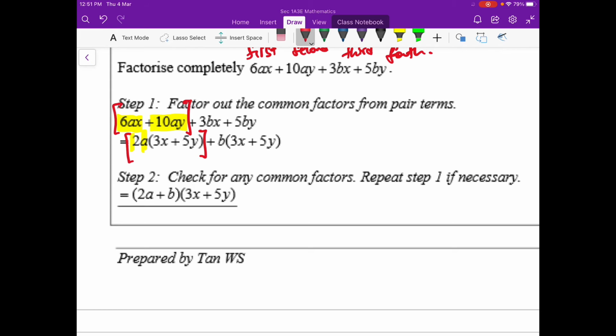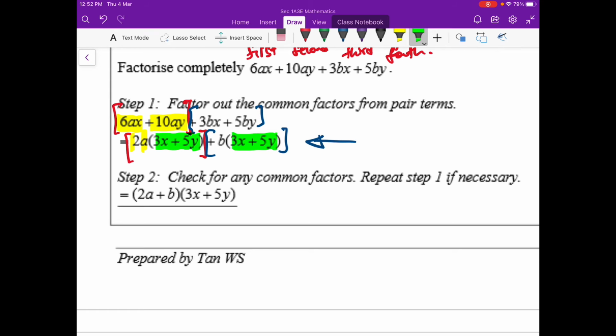Okay, I've just done the first pair. And you do the same for the remaining pair, positive 3bx plus 5by. And here is the factorized form for the 2 pairs. And what do you notice in this step? After you have factorized one pair, factorized another pair, what do you notice in each pair? They have another common factor, 3x plus 5y. You have another common factor of 3x plus 5y, so you can factorize again.